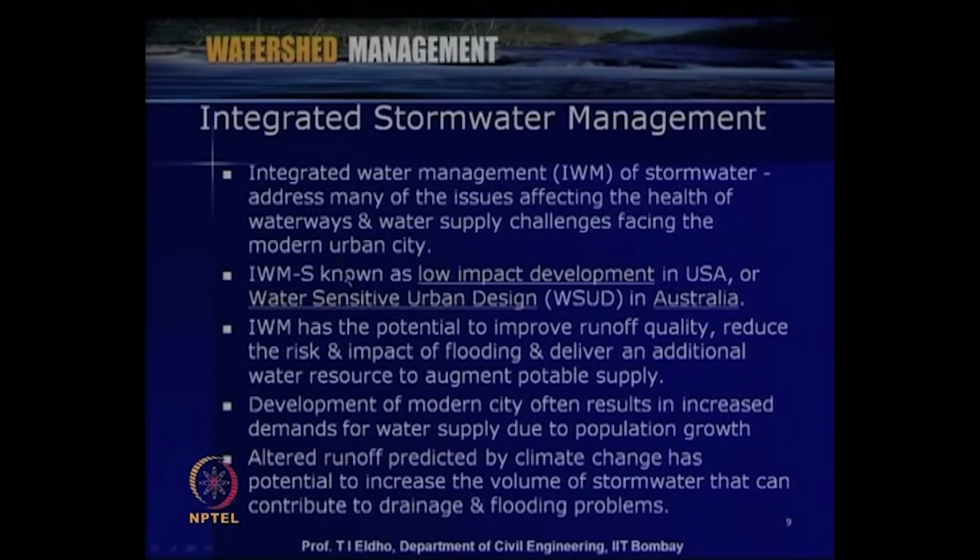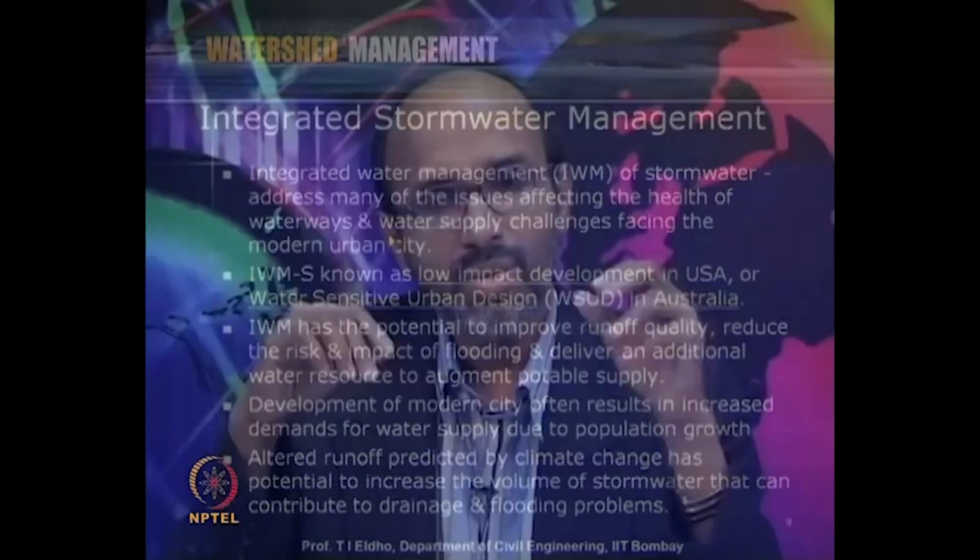Altered runoff predicted by climate change has the potential to increase the volume of stormwater that can contribute to drainage and flooding related problems. So, this integrated stormwater management is a good option. We can reduce problems like flooding or water quality issues, and we can also improve the availability of water at a local level, by site management or land use, land cover management itself. So, this integrated stormwater management is adopted in many countries nowadays.